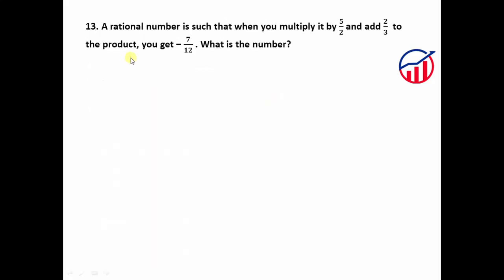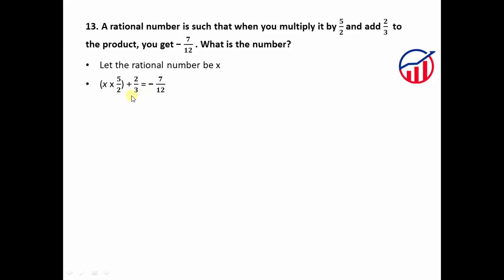Question number 13. A rational number is such that when you multiply it by 5 by 2 and add 2 by 3 to the product, you get negative 7 upon 12. What is the number? So let the rational number be x. When you multiply it by 5 by 2, so x into 5 by 2, and add 2 by 3, you get negative 7 by 12. So this is pretty straightforward to frame as an equation.